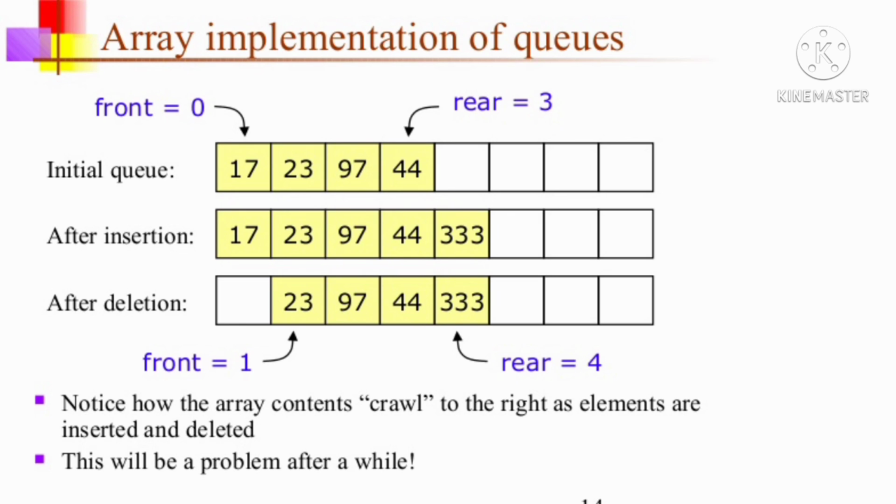After deletion, we are deleting at the first part, not the rear. We are deleting here at the 0th index. We have the element 17. We are deleting the element 17. See that, we have already deleted 17. It looks like that. Then 23 and 97, 44 and 333.